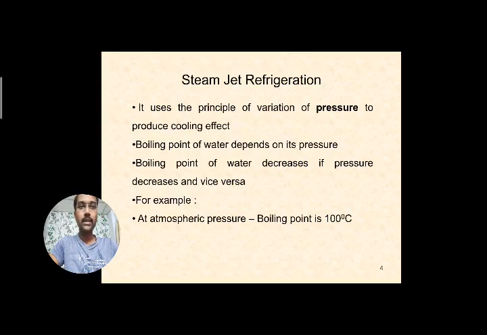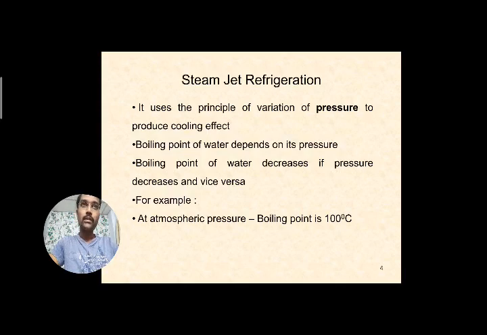Let us go with a simple example. You know that if you boil water, generally it boils at 100 degrees centigrade when it is at atmospheric pressure. And when on the surface of the water you reduce the pressure, what happens? Instead of atmospheric pressure, if you reduce the pressure, the boiling point of water also reduces. So depending on the pressure, if the pressure further decreases on the surface of the water, the boiling point of water will also decrease.